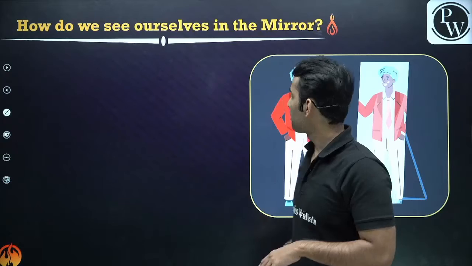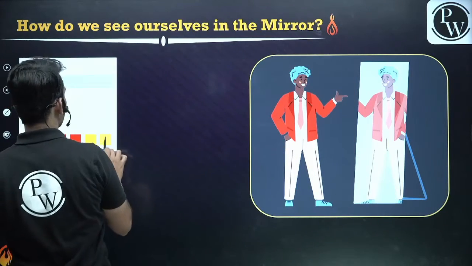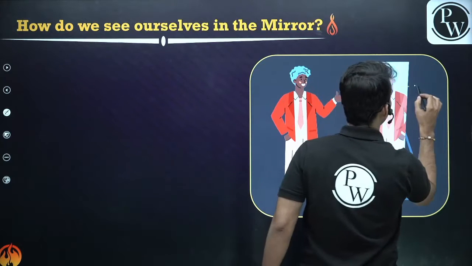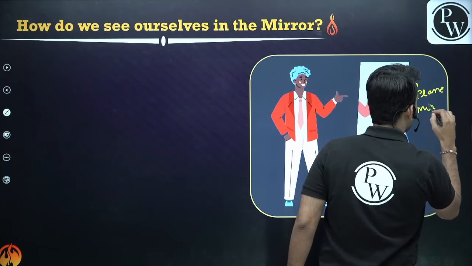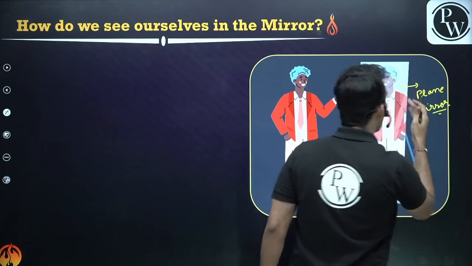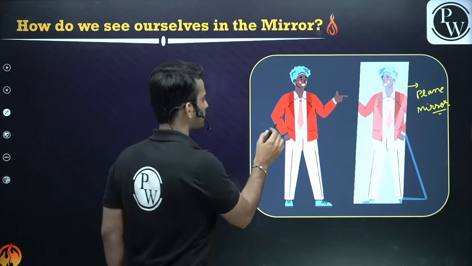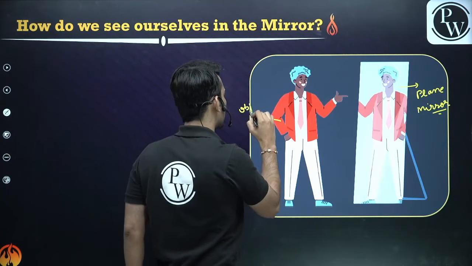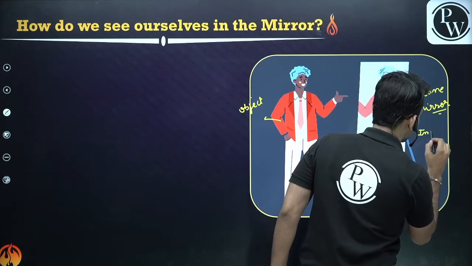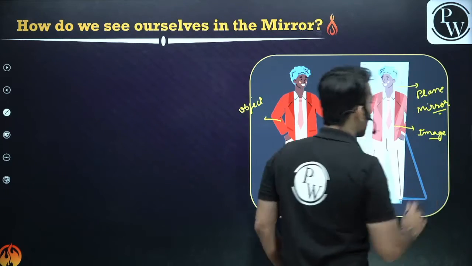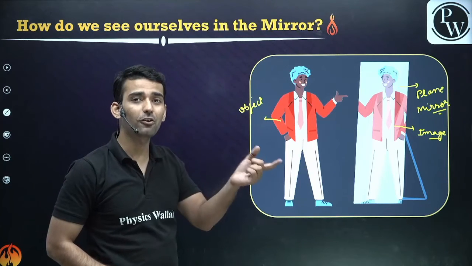Right guys? For example, this man is observing his image. You can see we have taken a plane mirror. Have you ever thought how this mirror forms the image of this man? This is our object and this is the image. So how does this mirror form the image of this object? Have you ever thought of this?